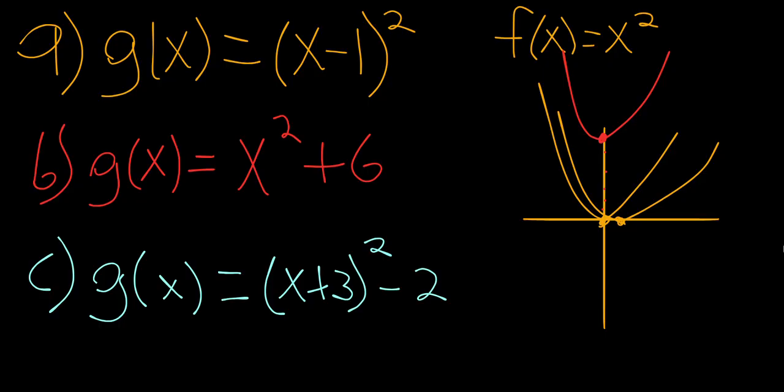And now for C, we combine these two elements. We do what's in the parentheses first, because when we're doing these transformations, we must follow PEMDAS: parentheses, exponents, multiplication, division, addition, subtraction. Let's do what's in the parentheses. We go left 3, 1, 2, 3, and we go down 2, 1, 2, and we are right there. Oops, we have an upwards facing parabola.